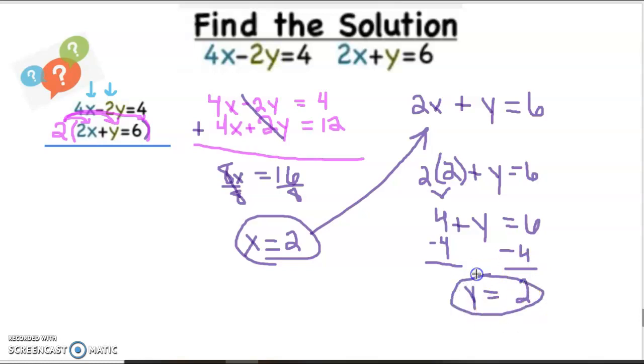I now have a solution to the system of equations, and that is (2, 2). Very good. One solution, (2, 2) is the only one that will work. Get your paper ready because you're going to try the next one on your own.